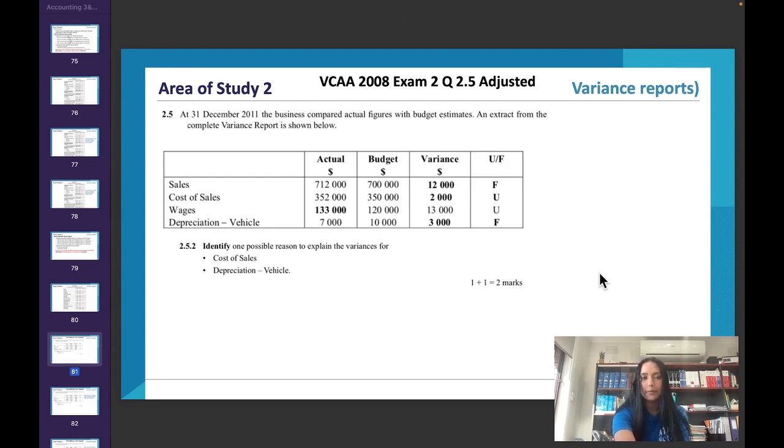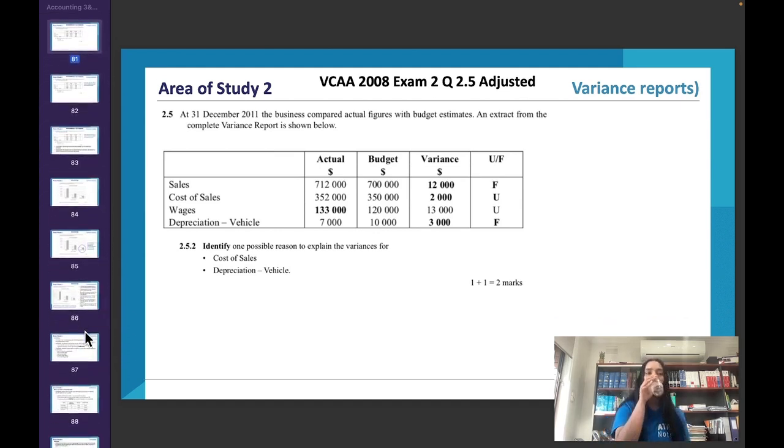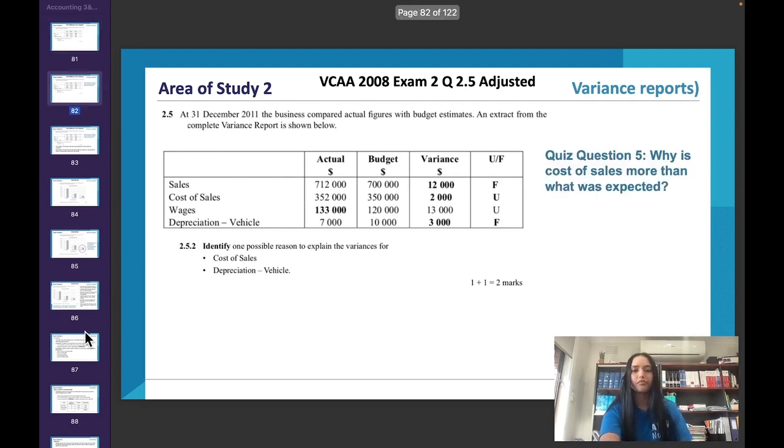And here's an example exam question where it's showing an extract from the complete variance report, and we need to identify possible reasons for the variances for cost of sales and depreciation. So why is cost of sales more than what was expected? I'll give you a minute.